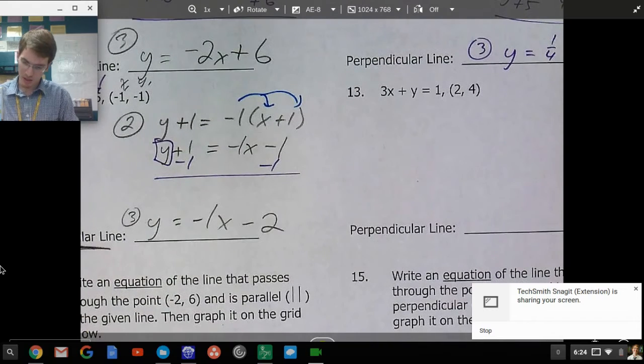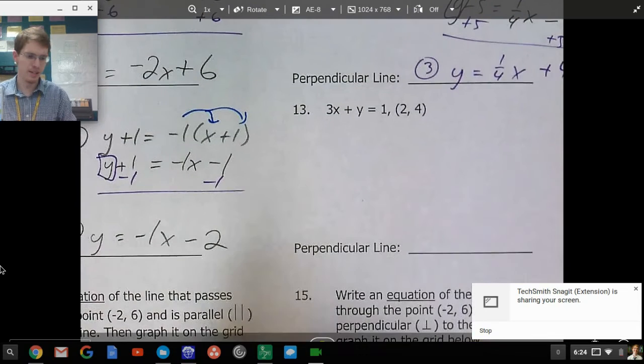Okay, write an equation of the line that passes, oh, I skipped that one, 13, haha, just kidding.